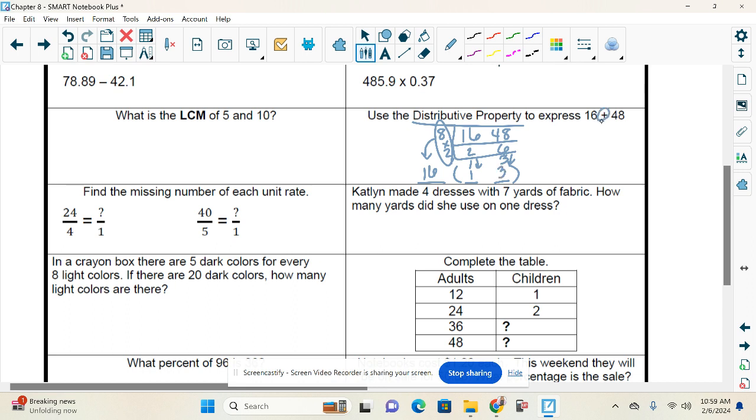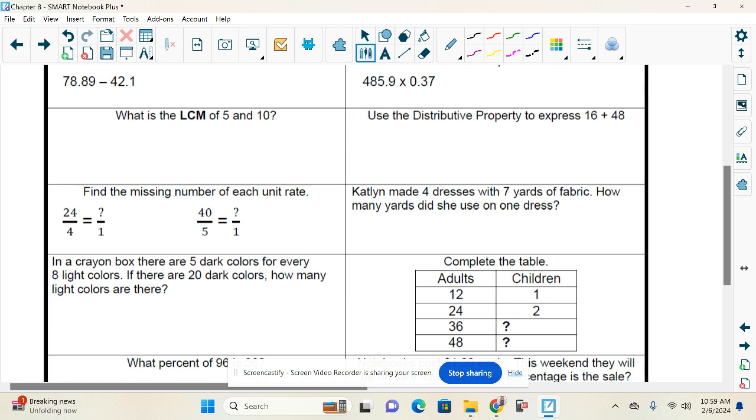And my original operation sign was a plus sign, so I'm going to put that there. So with the distributive property, I have 16 times (1 plus 3). And if I were to double check my work, I could do 16 times 1 gives me 16, and 16 times 3 gives me 48, which is what I started with. So this is my answer.